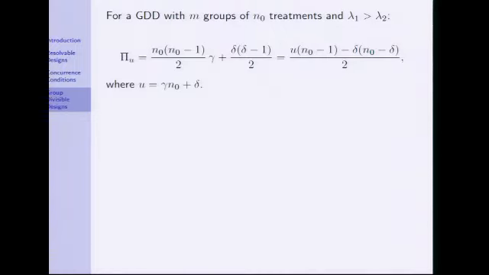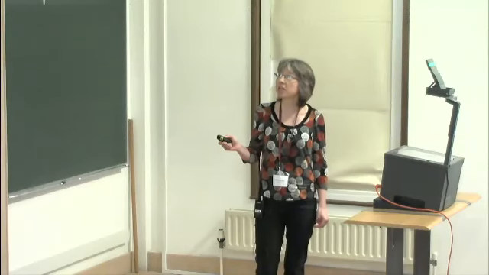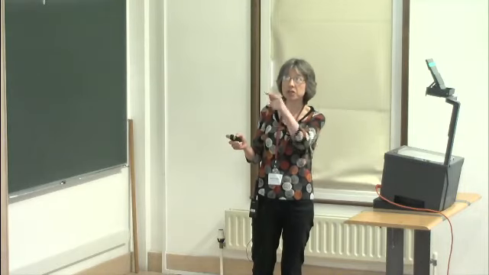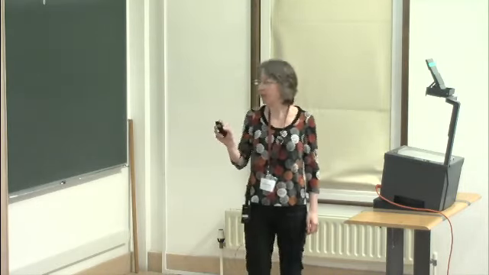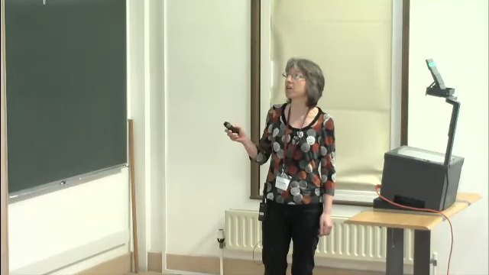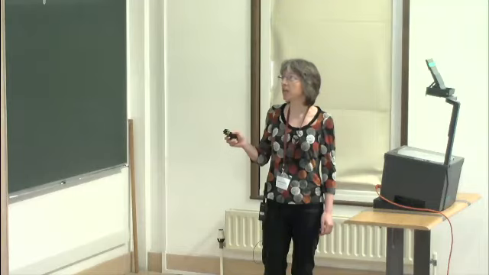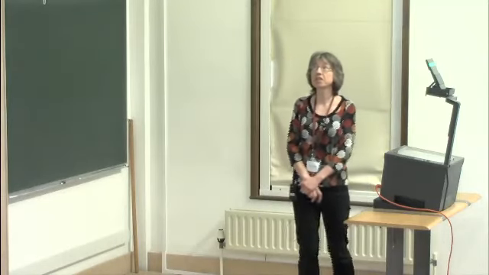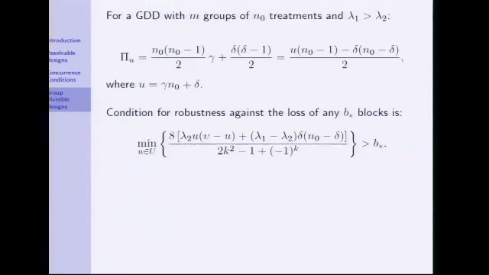So n0 is the number of treatments in each of my groups in my PBIB2, and u is the number of treatments I'm interested in. So I'm looking at a u times v minus u submatrix of my concurrence matrix. I can write that as gamma n0 plus delta, and that gives me this form for pi u. If I plug that into my condition for the PBIB2s, then that's a condition for robustness against the loss of any b star blocks.